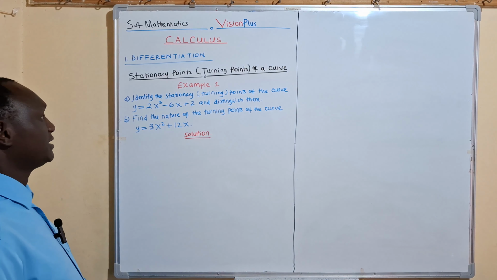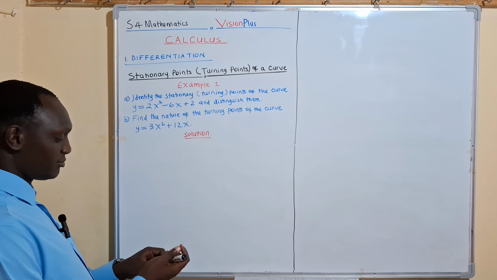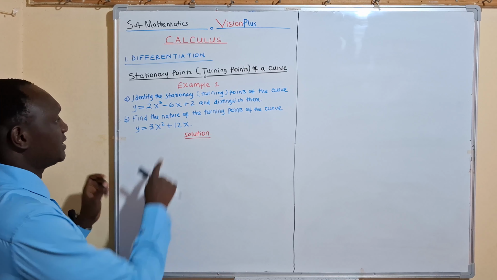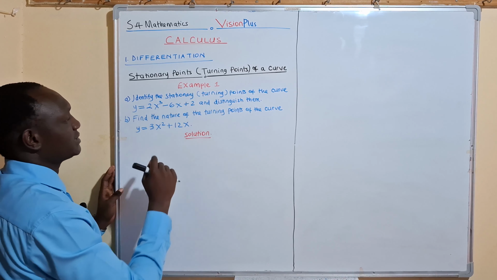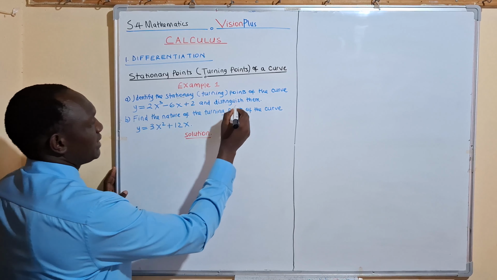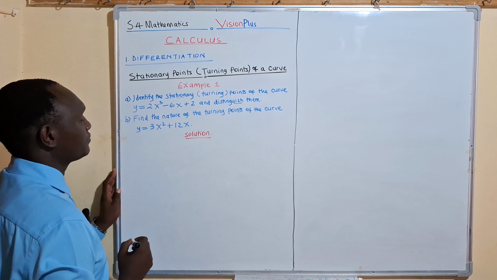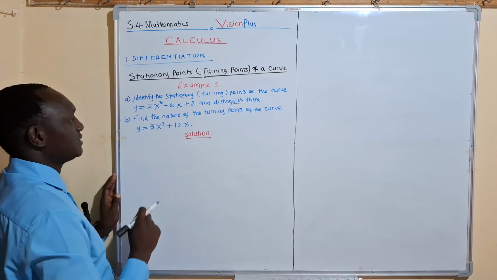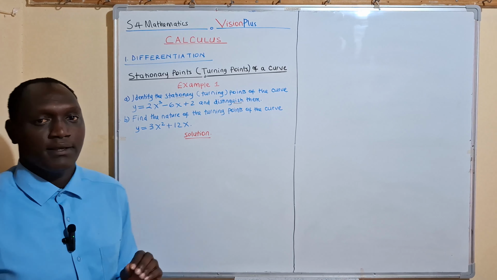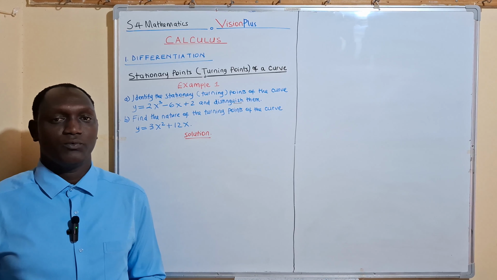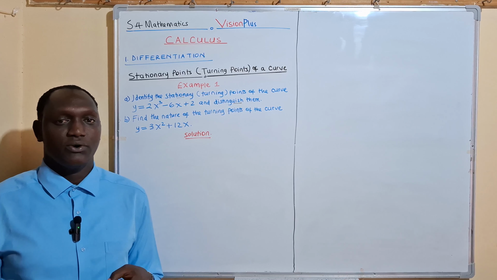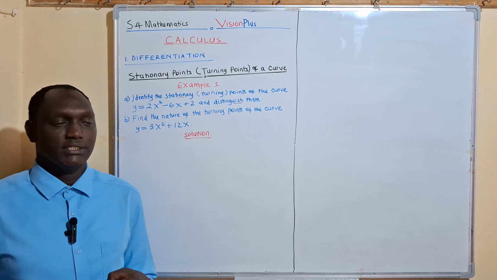We are looking at the stationary points or the turning points of the curve. Example 1 says, find the stationary or turning points. So we need to find the stationary points of this curve and distinguish between them. So let us first find the stationary points and then we distinguish between them. How do we distinguish between them? We tell whether the point is a maximum point, is a point of inflection, or is a minimum point.